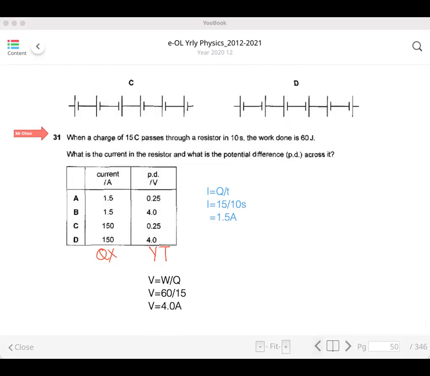Okay, everybody understand now? If you understand, give me a thumbs up. Okay, the answer for this would be B. Okay, if you understand, give me a thumbs up.